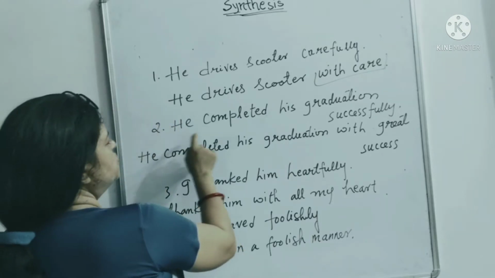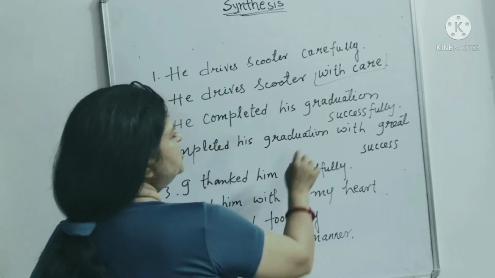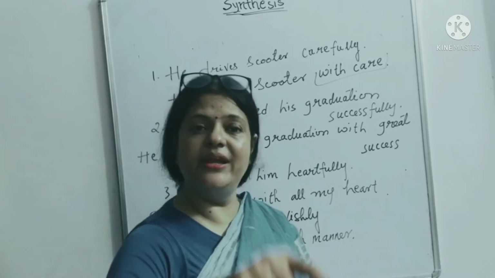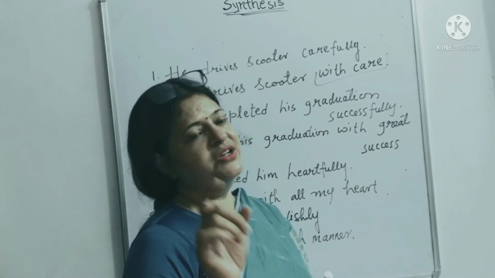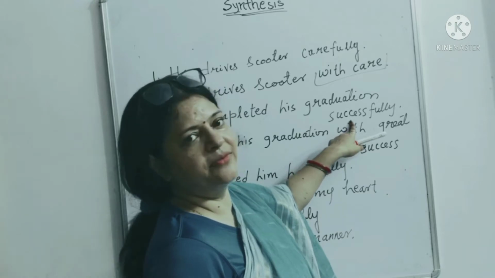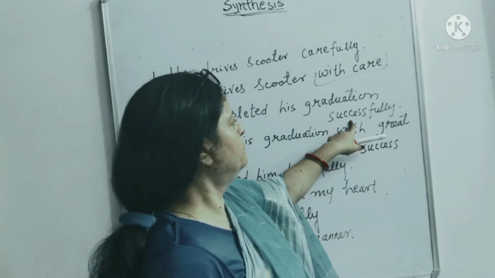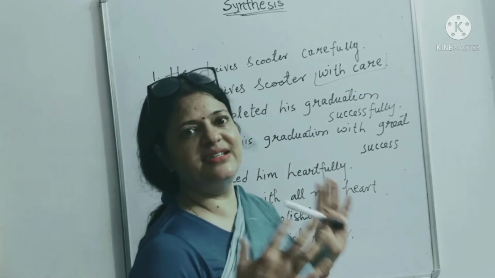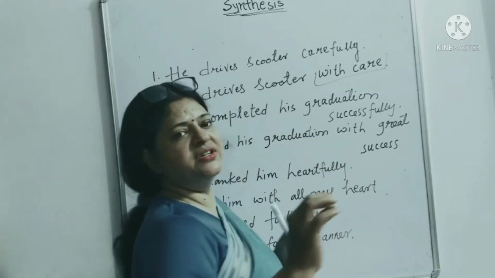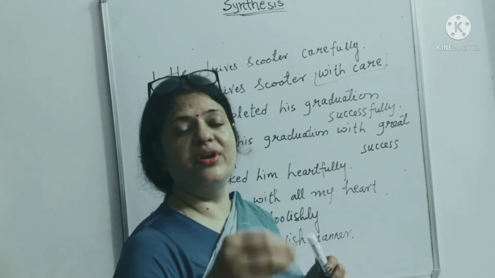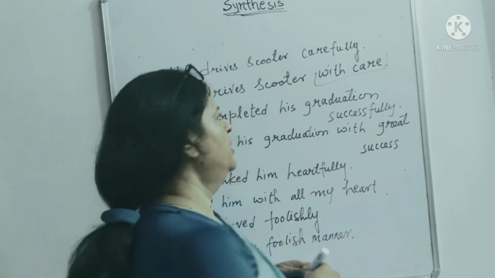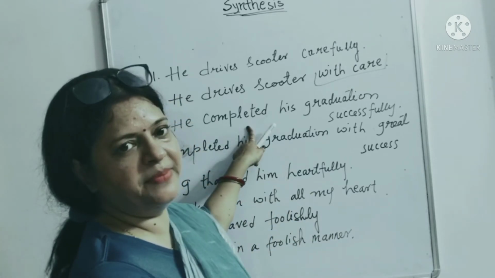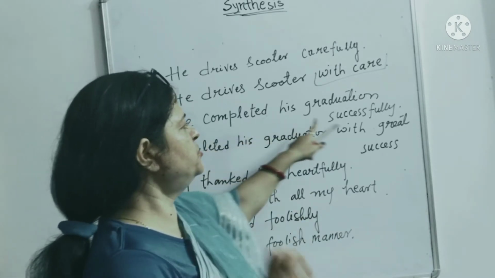Again we see number 2, he completed his graduation successfully. Successful is an adjective; successfully, ly we have added, so it has now become an adverb. He completed his graduation successfully. How did he complete his graduation? Successfully. So here again it is modifying this verb complete.